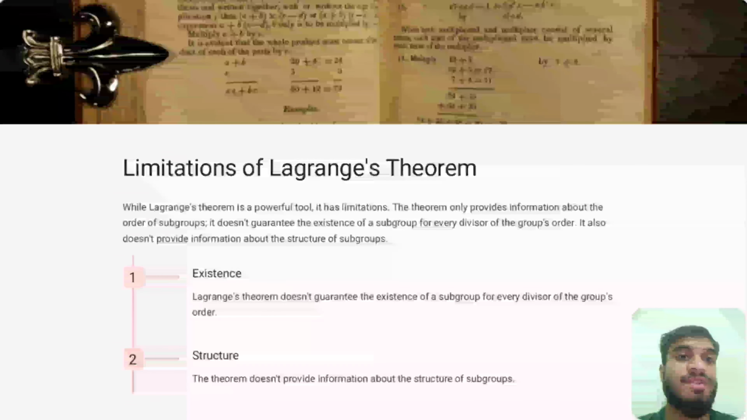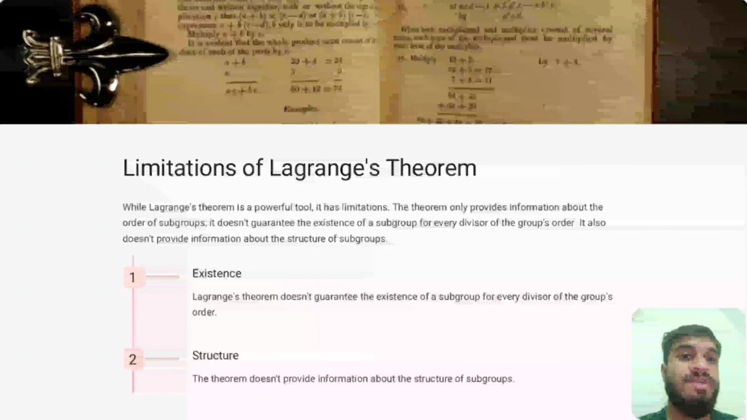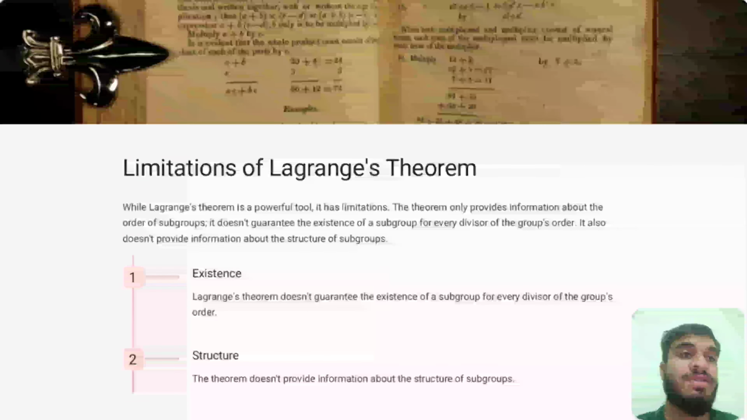Limitations of Lagrange's theorem. While Lagrange's theorem is a powerful tool, it has limitations. The theorem only provides information about the order of subgroups. It does not guarantee the existence of a subgroup for every divisor of the group's order. It also doesn't provide information about the structure of subgroups.